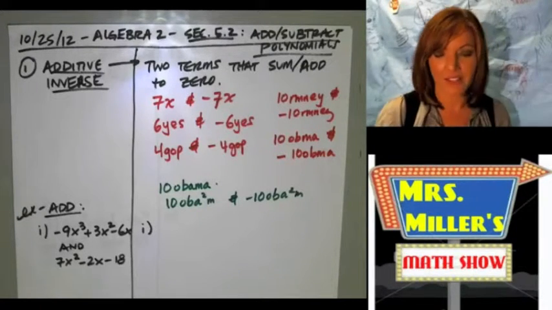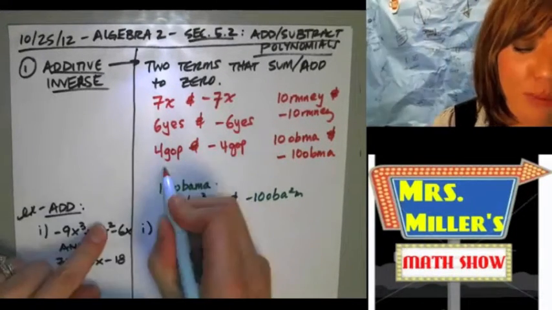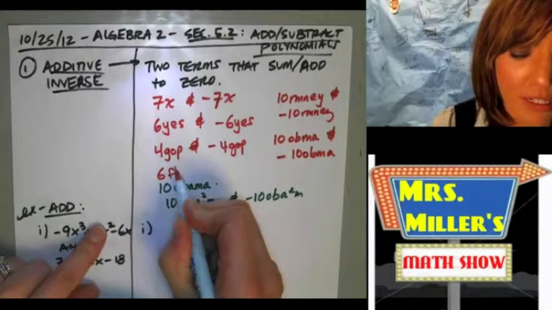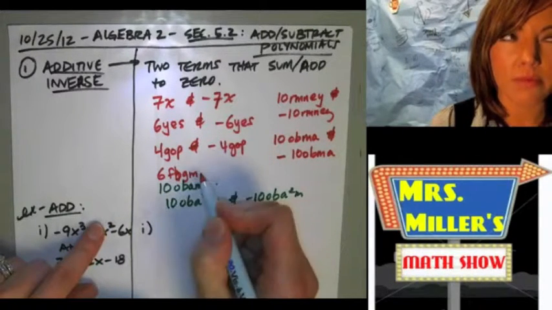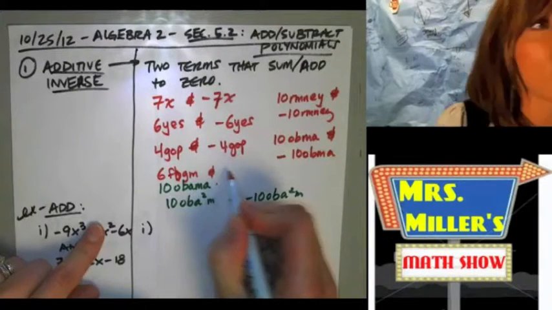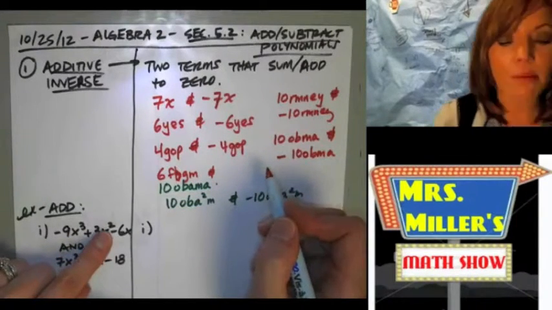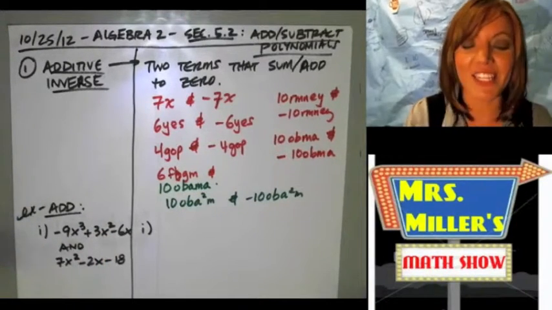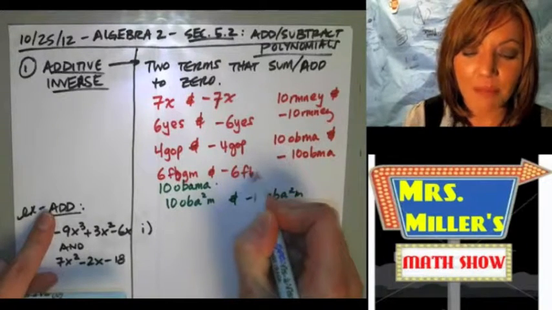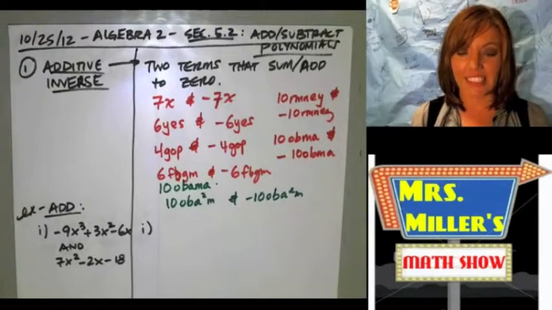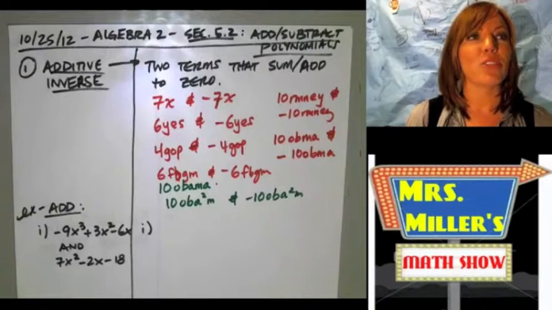6 FBGM and negative 6 FBGM. Okay. 9 FBGM, and what? 9, but are those additive inverses? That's negative 6 FBGM. Give it up for Alan. Yay. All right. Gustav.